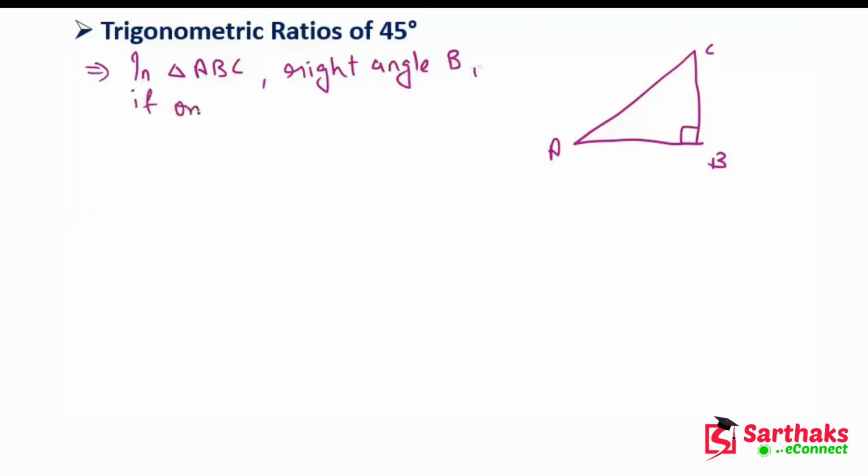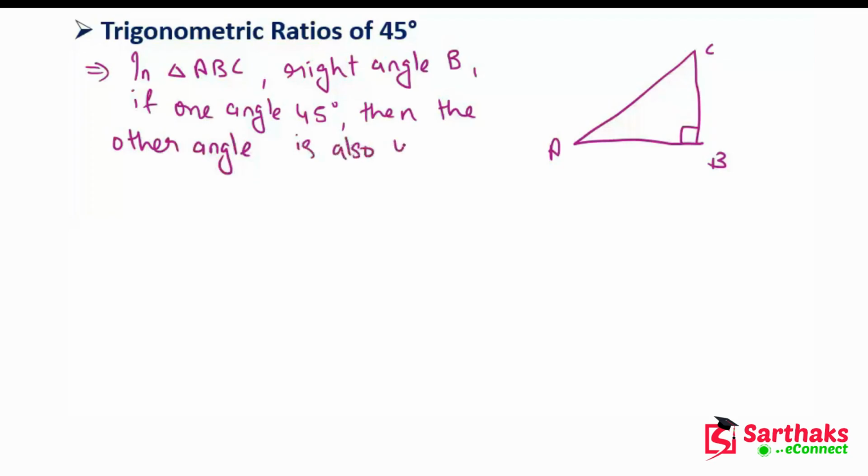If one angle is 45 degrees, then the other angle is also 45 degrees. If this angle is 45, then this angle is automatically what? 45 degrees, because you can also find it by the angle sum property.